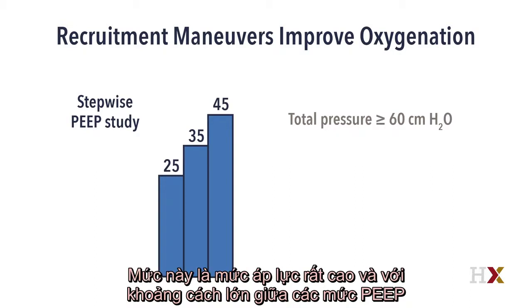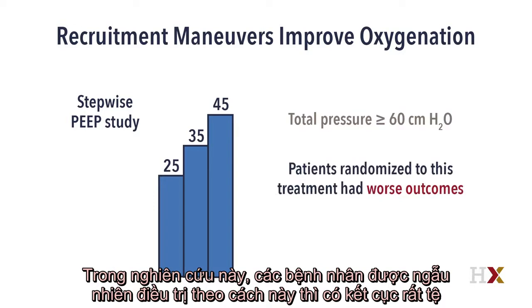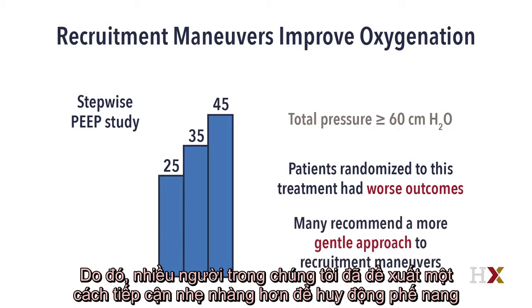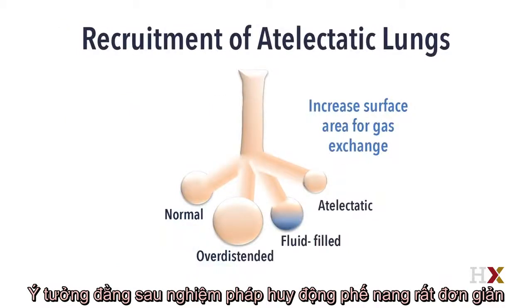This is an extremely high level of pressure and large jumps in the PEEP. In that study, patients who were randomized to that treatment had worse outcomes. Many of us therefore recommend a more gentle approach to recruitment maneuvers. The idea behind a recruitment maneuver is simple.